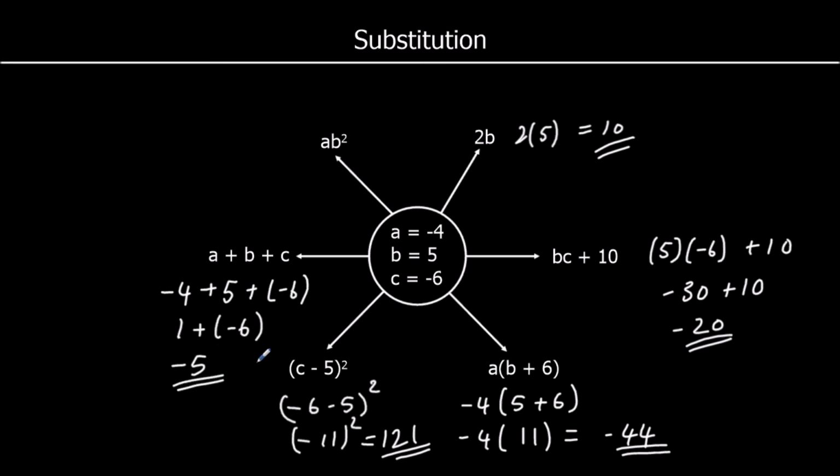And ab squared means a times b squared. So -4 times 5 squared. We do 5 squared first. 5 squared is 25. So negative 4 times 25. A negative times a positive is negative. 4 25s make 100.